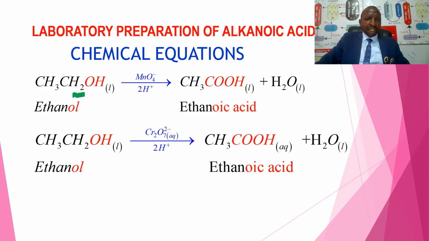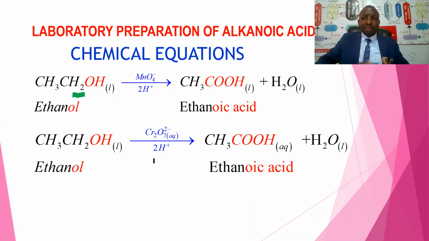And then if you're using dichromate 6, then it changes again. The reaction is still the same. The only thing is the color changes. So for this one, the oxidizing agent potassium manganate 7 changes from purple to colorless, while for this one, the acidified potassium dichromate 6 changes from orange to green.